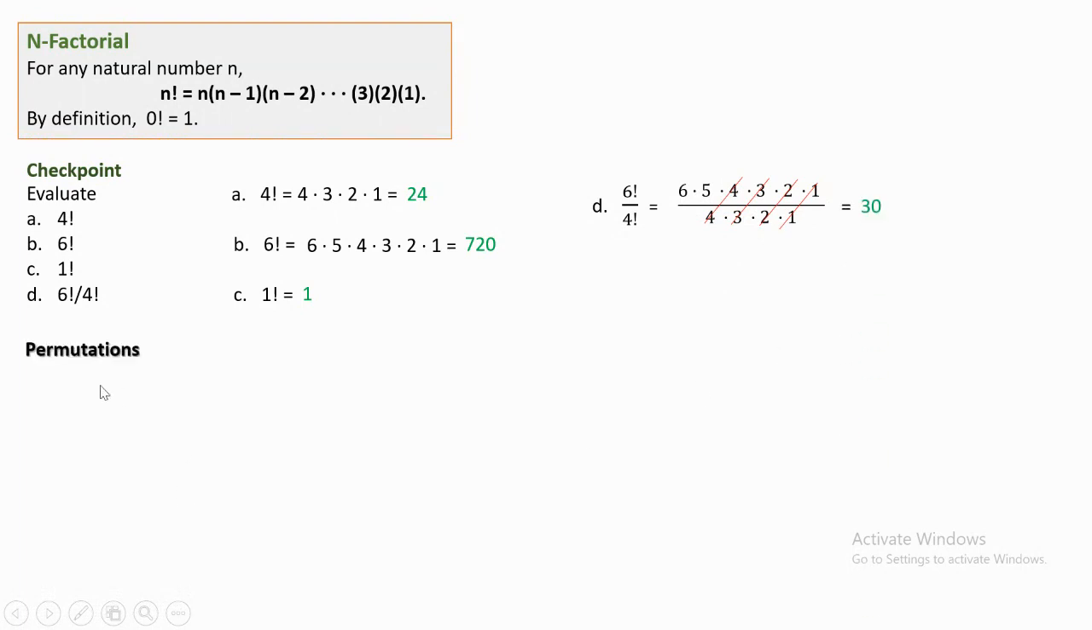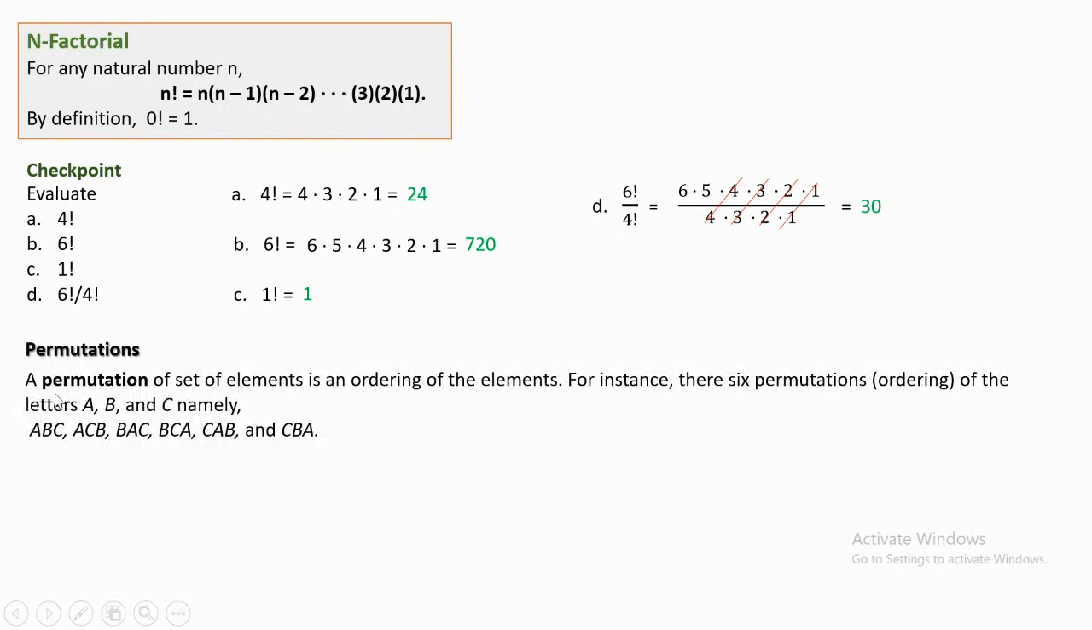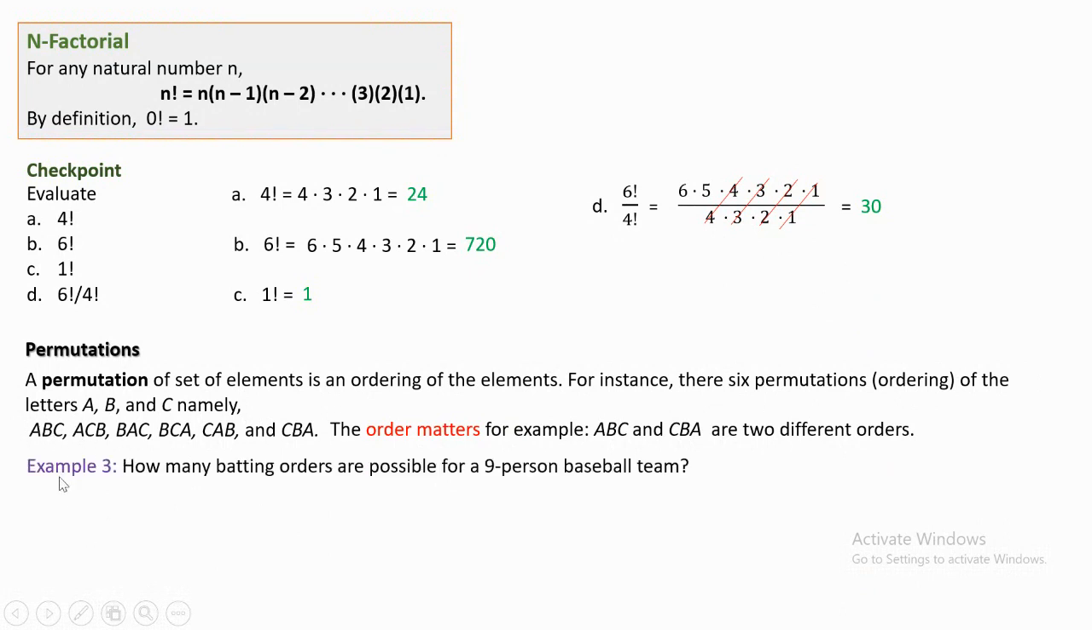Now comes permutations. A permutation of a set of elements is an ordering of elements. For instance, there are 6 permutations ordering the letters A, B, and C. So these are all the possible ways that you can order A, B, and C, right? So it's going to be 6. The order matters. For example, ABC and CBA are 2 different orders, right? That's why here we have all the letters in different orders, and they all matter, so that's why there's 6.